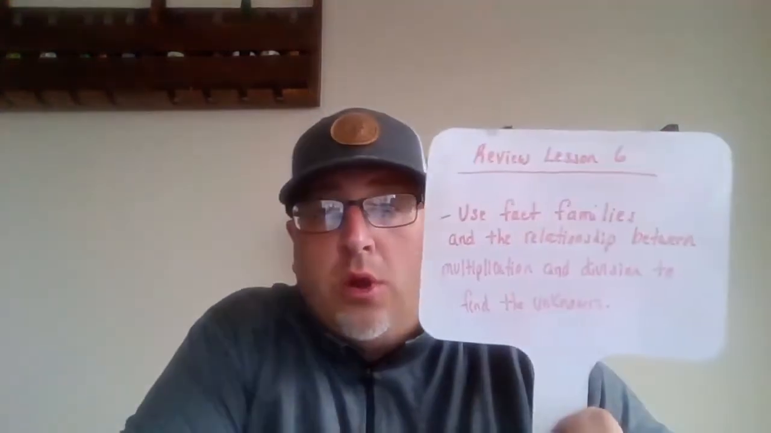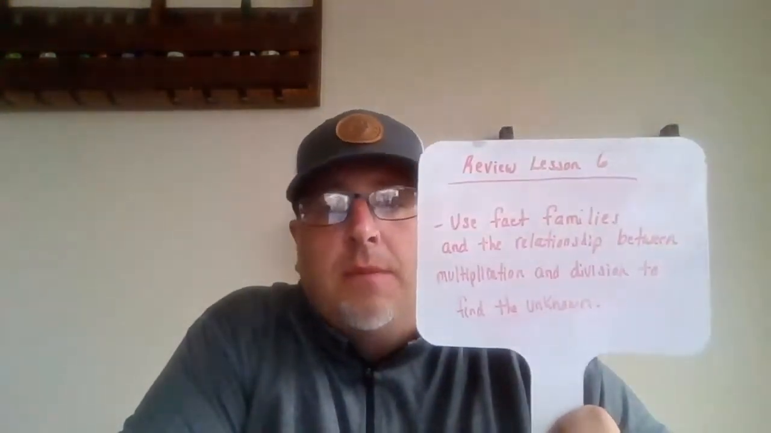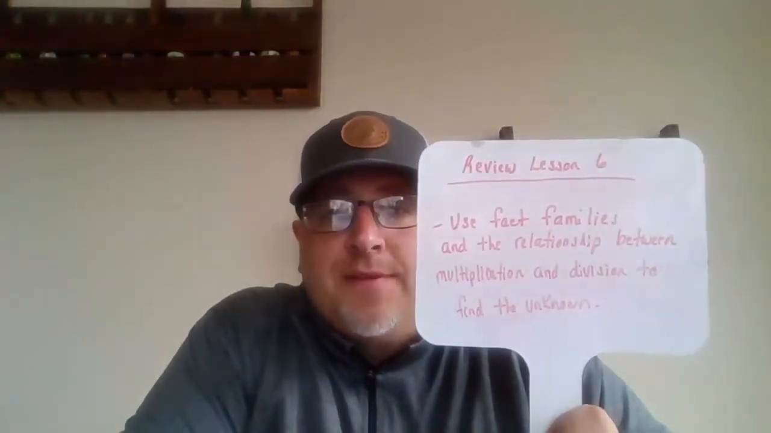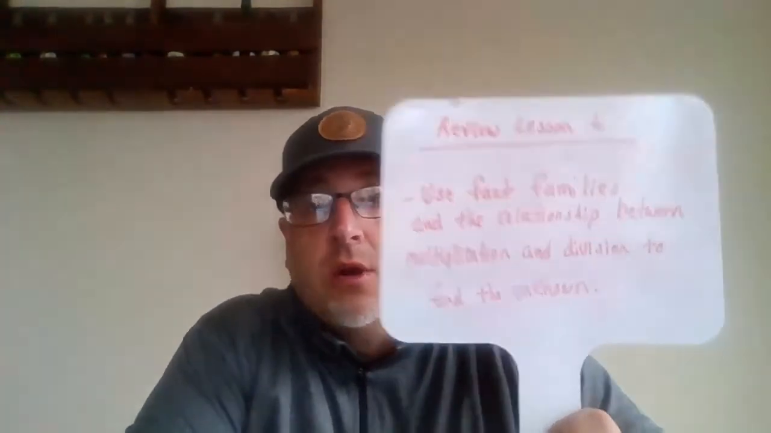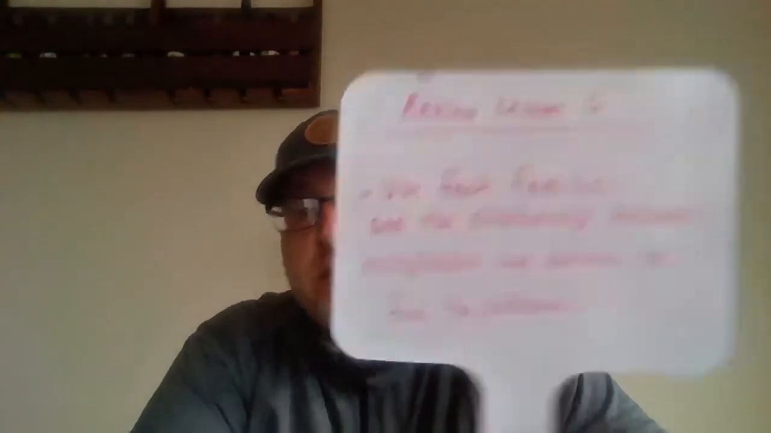Today is a review lesson. We are going to review lesson 6. Our objective is to use fact families and the relationship between multiplication and division to find the unknown. There it is right there.